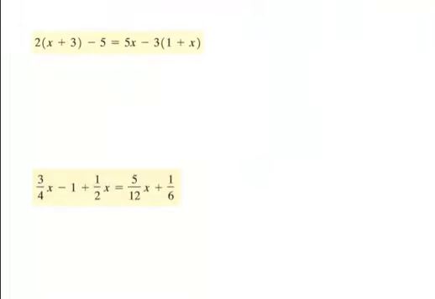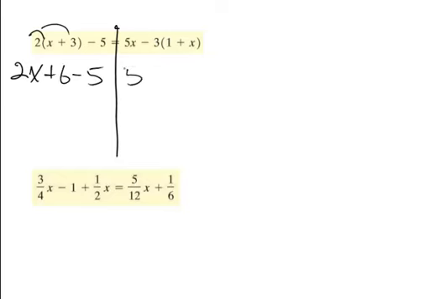All right, so for my next problem here, what I have is 2 parentheses x plus 3 minus 5 equals 5x minus 3, and then parentheses 1 plus x. Let's go ahead and draw our line coming down, and let's distribute our numbers. So that's 2x plus 6 minus 5. That's 5x. We're distributing negative 3. So that's a negative 3 minus 3x.